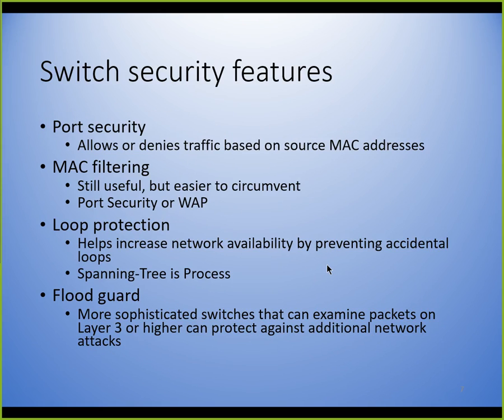Some switch port security features: port security, MAC filtering, loop protection, and FloodGuard. Port security denies traffic based on the MAC address. And this is another one. I know you've seen this one, or most of you have, and I don't think everybody has, but what can we do with port security? What can we do to protect our network at layer 2?